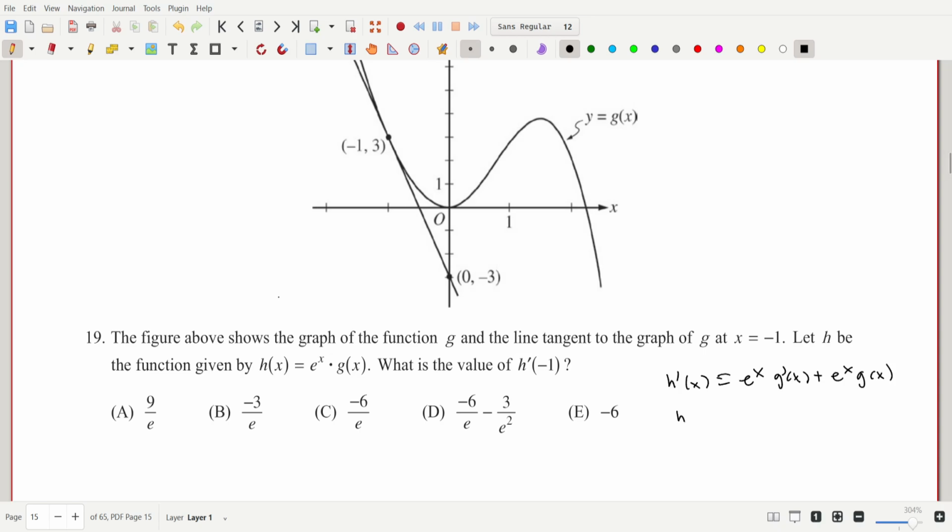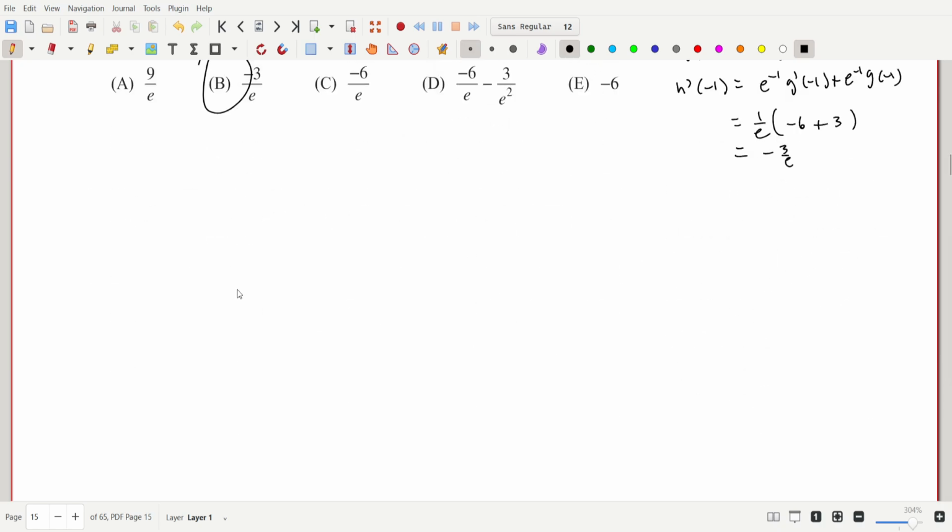Plug in -1. H prime of -1 is e to the -1 times g prime of -1 plus e to the -1 times g of -1. You can factor out that e to the -1, which is 1 over e, if you want. Okay, g prime of -1 is the slope of this tangent line at -1, that's how you can figure that out. That looks like over 1, down 6, so that is -6. -6 plus, and then g of -1 is 3. So -3 over e. B. Okay.